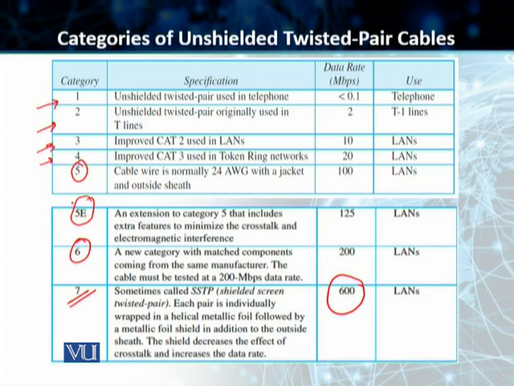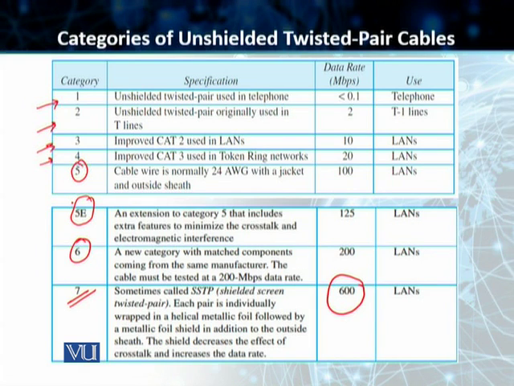And students, then we have got the Cat 6, which is probably the most common UTP cable that we use in today's datacom applications. And the data rates possible are 200 megabits per second, and once again, it's used in the local area network environment.